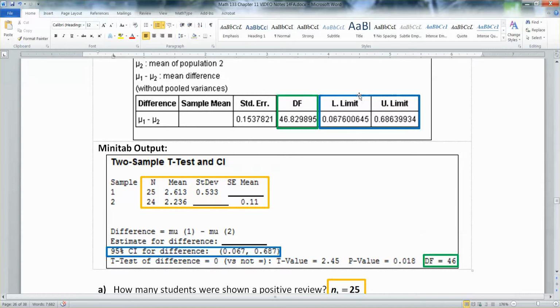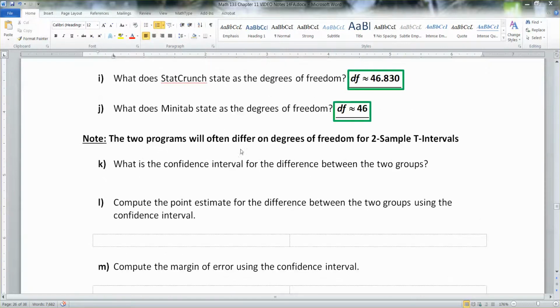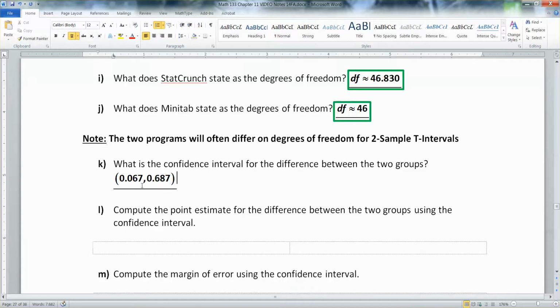All right, next question is asking what the confidence interval is, so you might as well look at them right now. This one says 0.0676. It's got more decimal places on the StatCrunch output right there. And this is 0.6864. And then when you look at the Minitab output, they've rounded to 3 decimal places, so 0.067 and 0.687. It doesn't really matter which one you use, just whichever one's convenient for you. So that's the answer to this part. That's all there is to it. It just wants the confidence interval, so you just say what it is. It's that value.